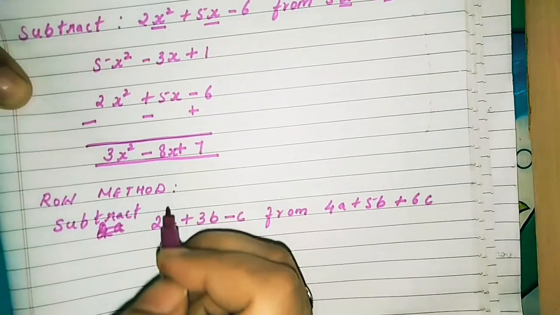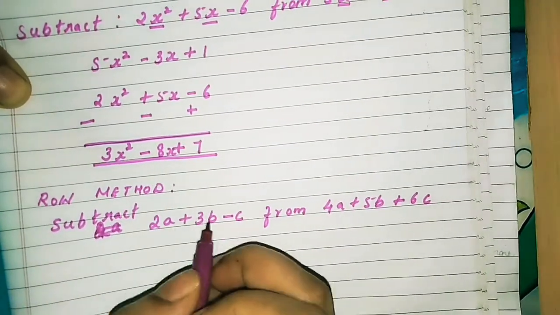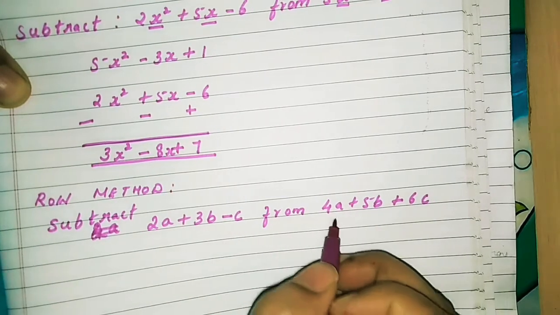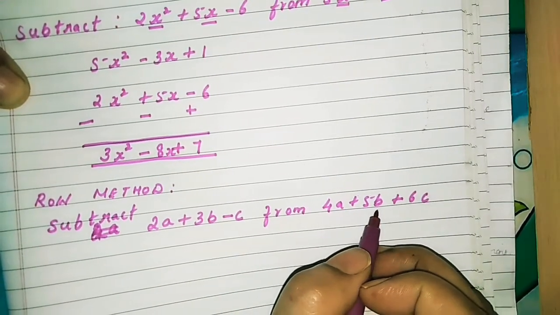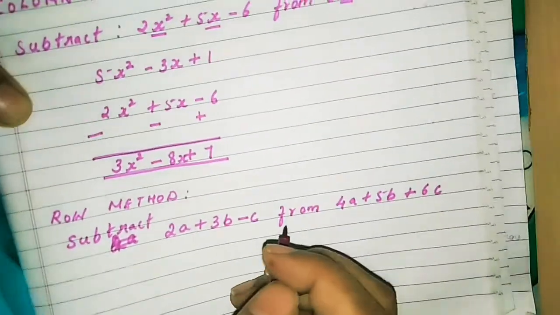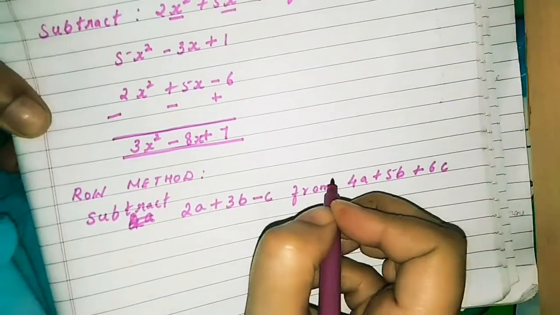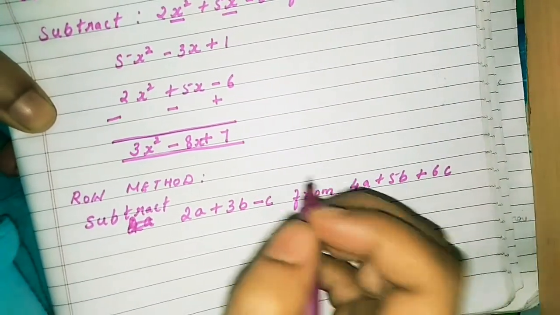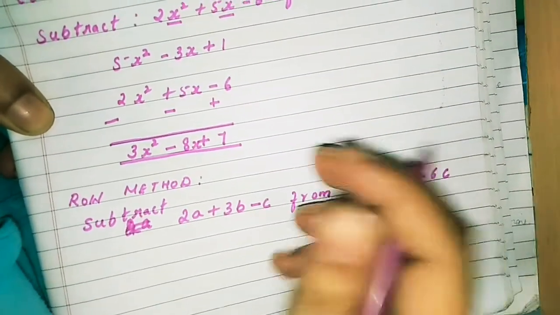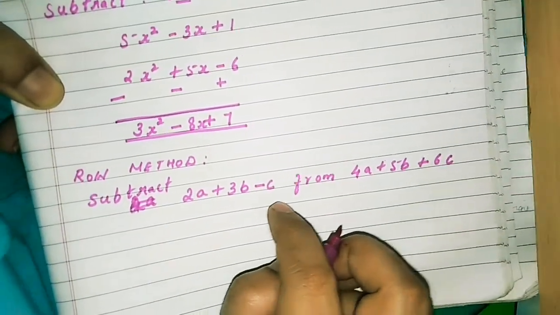Now let us learn how to work out this problem using the row method. So subtract 2a plus 3b minus c from 4a plus 5b plus 6c, using the row method. So the first thing that we're going to do is write the expressions in a single row with the expression to be subtracted in a bracket. To show you, subtract 2a plus 3b minus c.